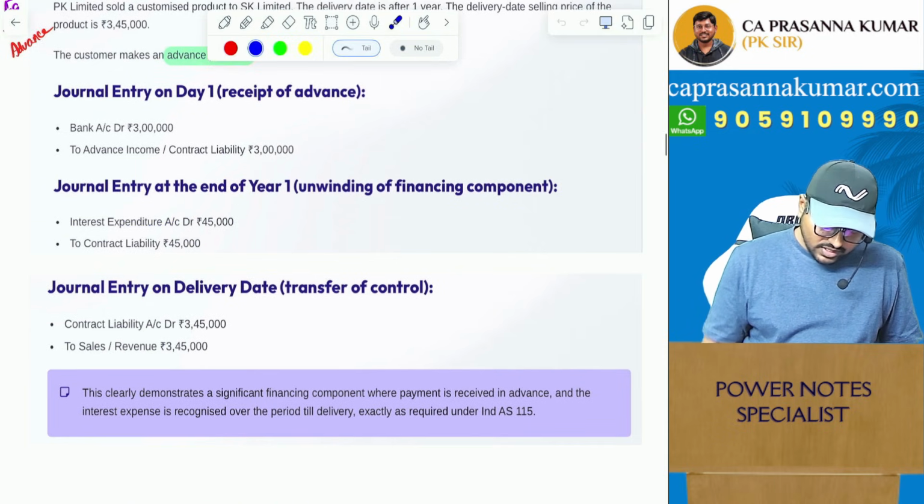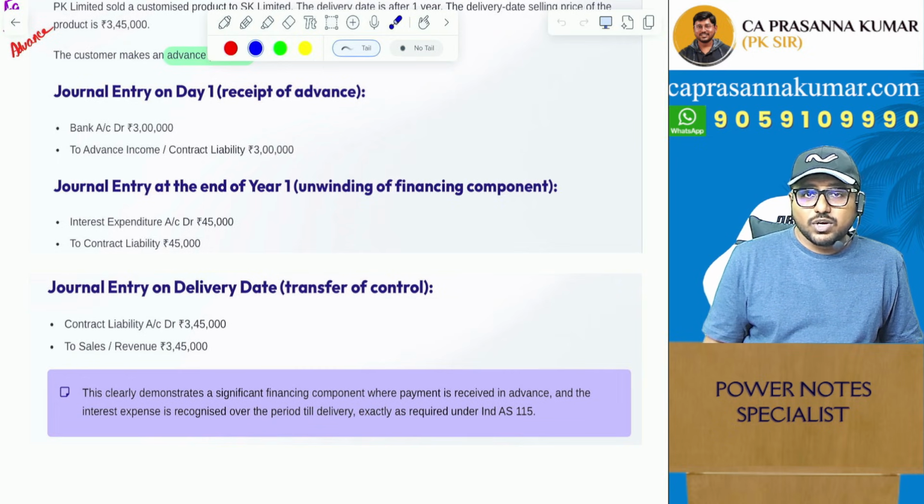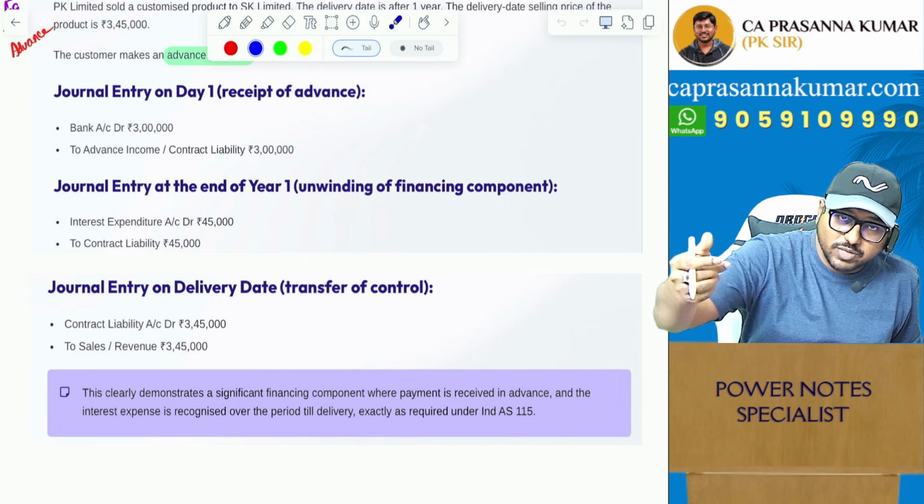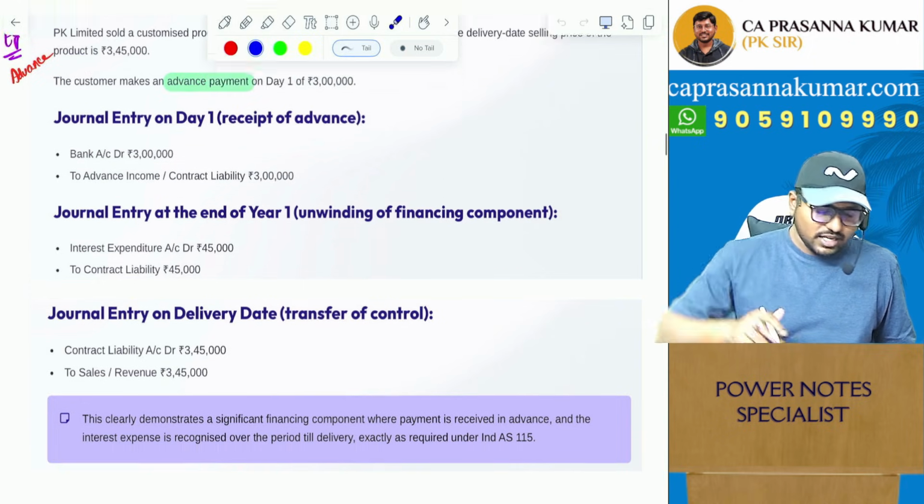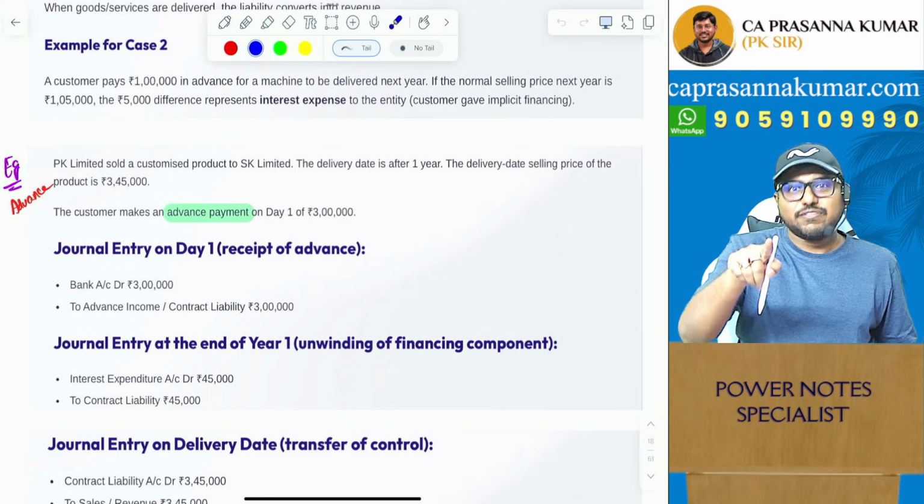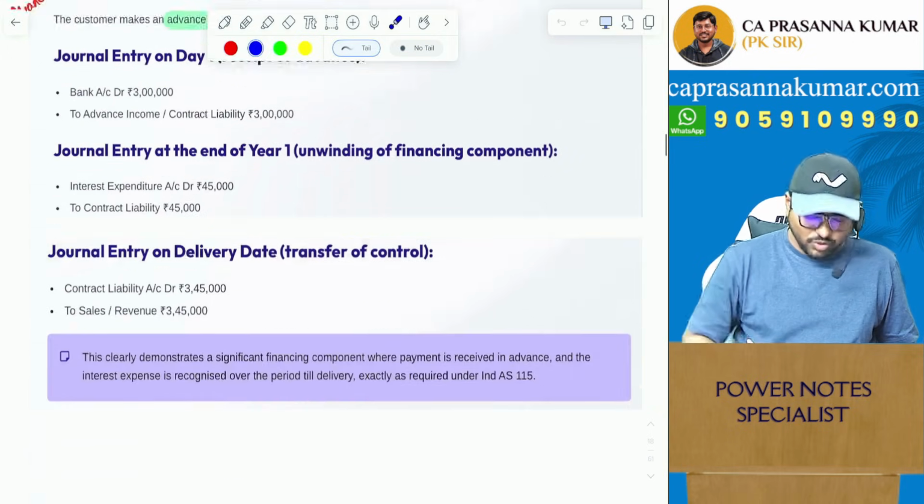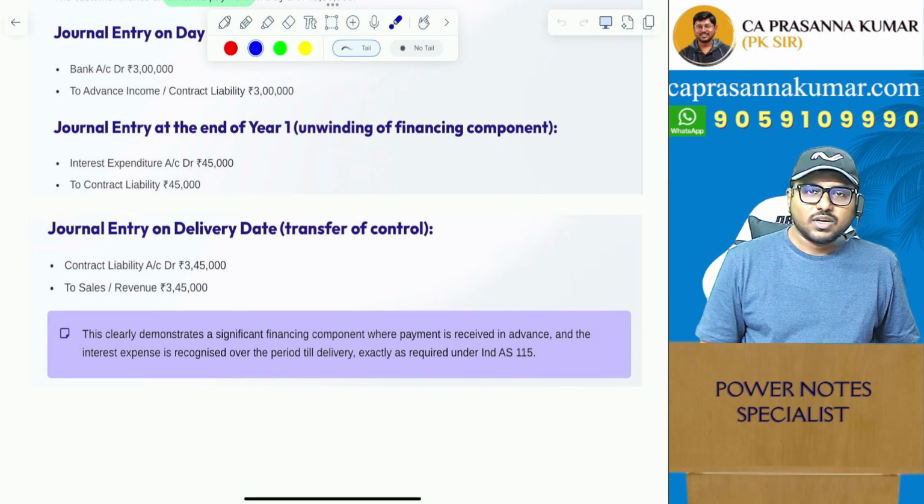All right. Then the journal entry on the delivery date. What will happen is you are transferring the control of the goods to the customer. Now you can recognize revenue. On the delivery date, what is the price? 3,45,000. That's the fair value of the product. So recognize revenue at the fair value of the product, which is 3,45,000. Are you able to get me?